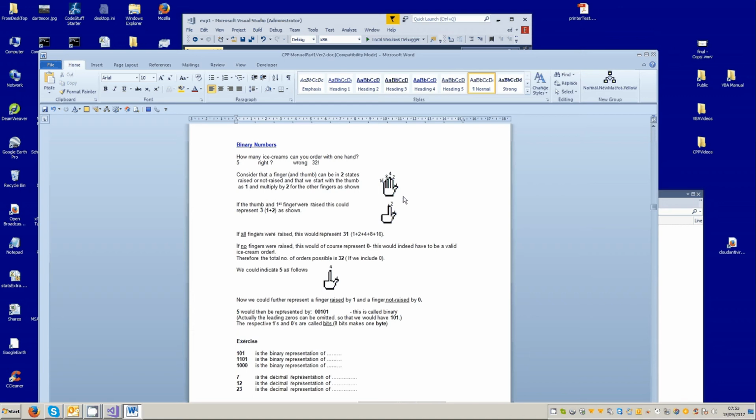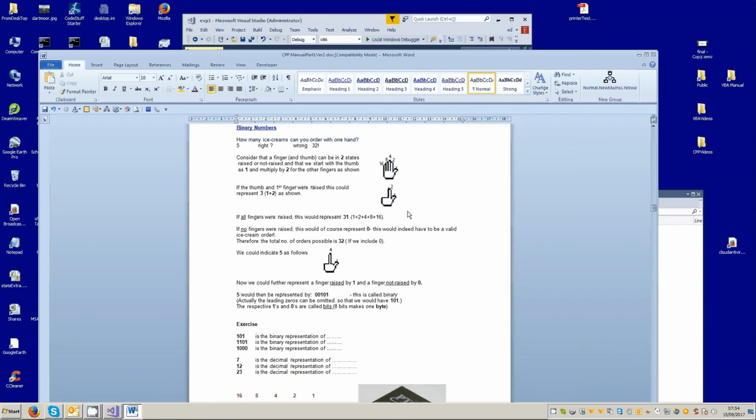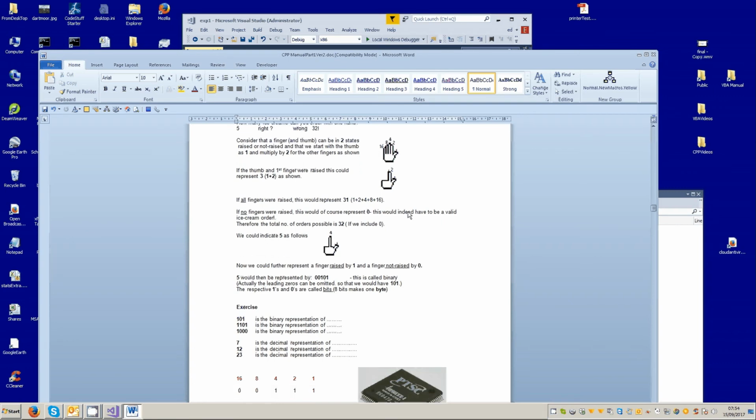So then we agree that if he or she puts the thumb and the first finger up, that will represent 3. 1 plus 2 is 3. If you put all fingers up, that would represent 31 when you add all those together: 16 plus 8 plus 4 plus 2 plus 1. How do you know that very quickly? The next number is going to be 32, so you subtract 1, it's 31. If you had no fingers up, that would represent nothing. So you've got 32 numbers altogether if you include the 0.